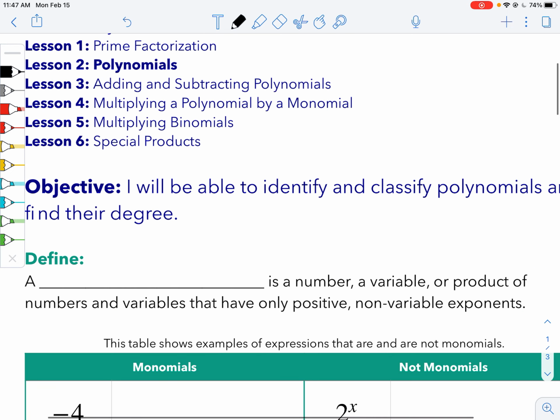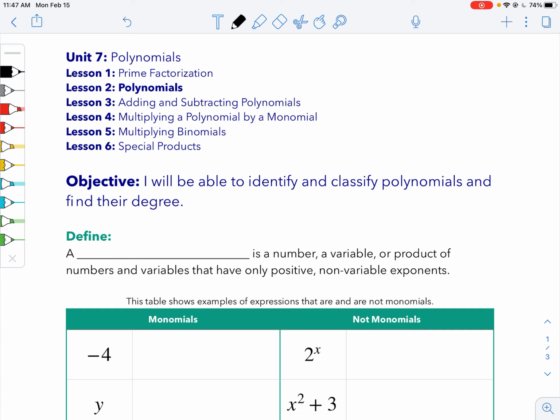By the end of the day, you'll be able to identify and classify polynomials and find their degree. So first, we're going to identify polynomials.